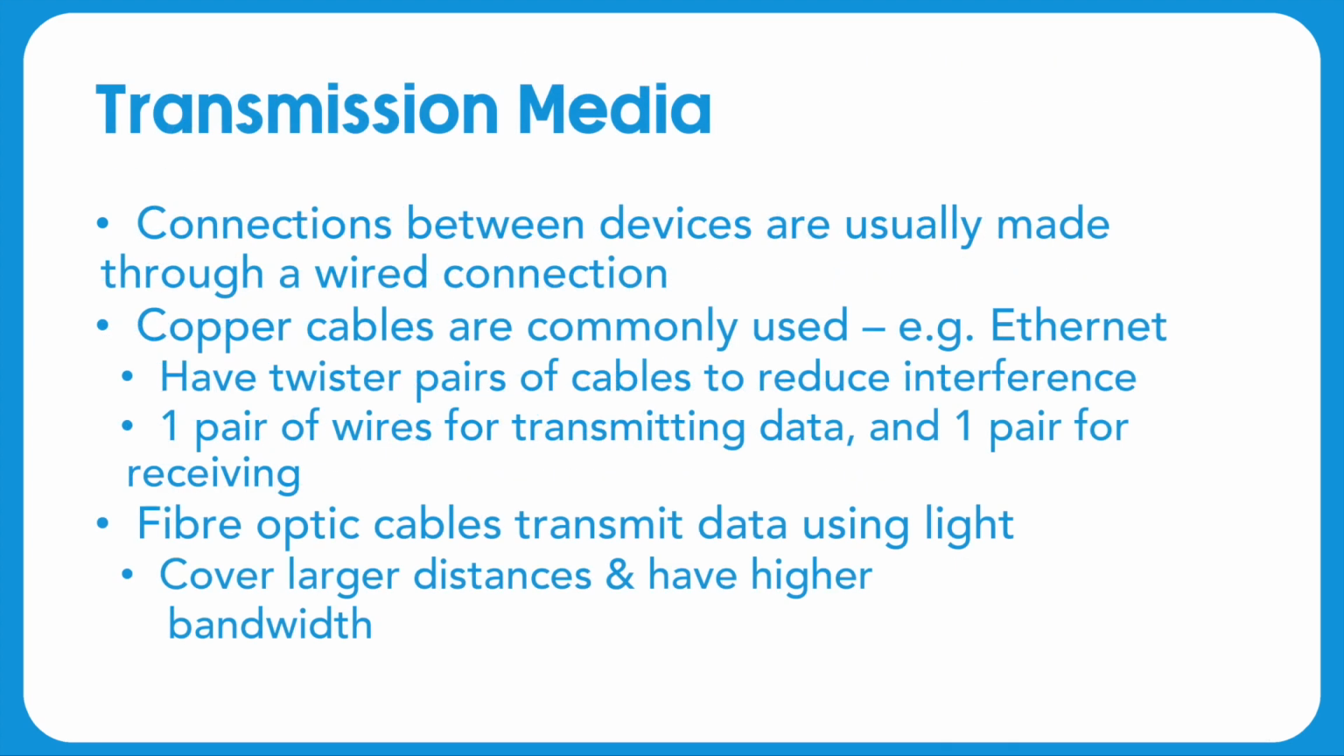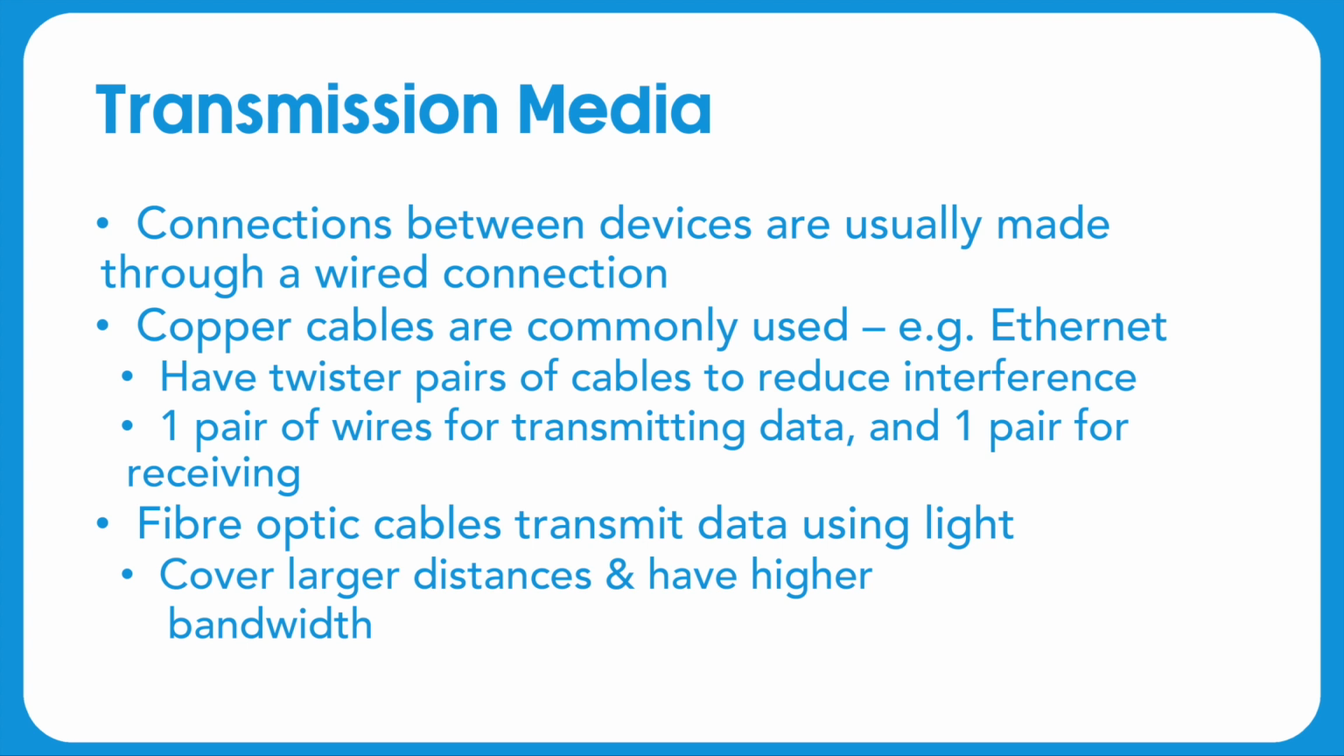Transmission media refers to the physical connections used to transmit data signals from one device to another in a network. These pathways can be wired or wireless and play a crucial role in the speed, reliability, and distance of the data transmission. Ethernet cables are a popular transmission media, and they're made up of pairs of copper cables which have been twisted around each other to reduce the interference between the wires.